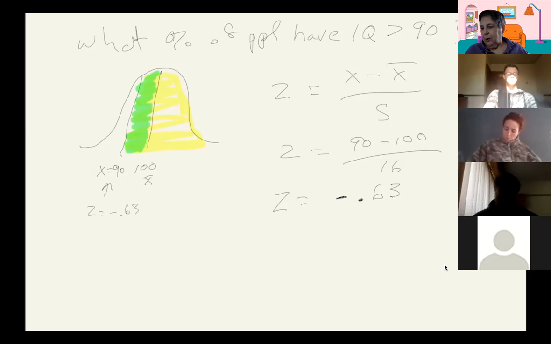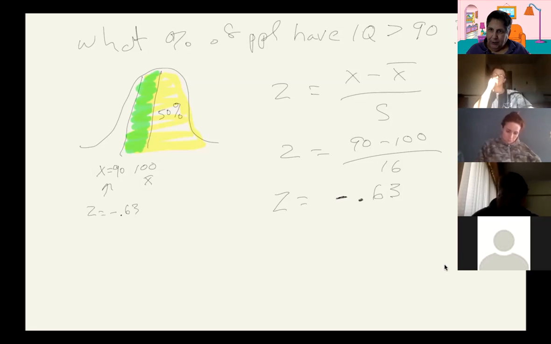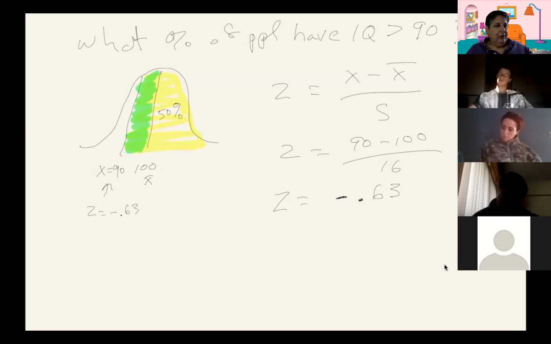Okay, so that's not really a problem because we already know what that half of that curve is there. We already know that this is 50%. So we know that the answer is going to be 50% plus whatever that green area is, whatever that group of people are. So we go to the table and we find a z of 0.63.